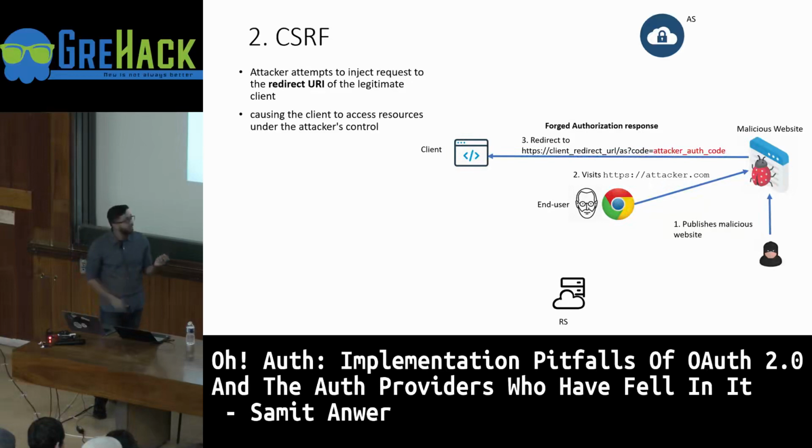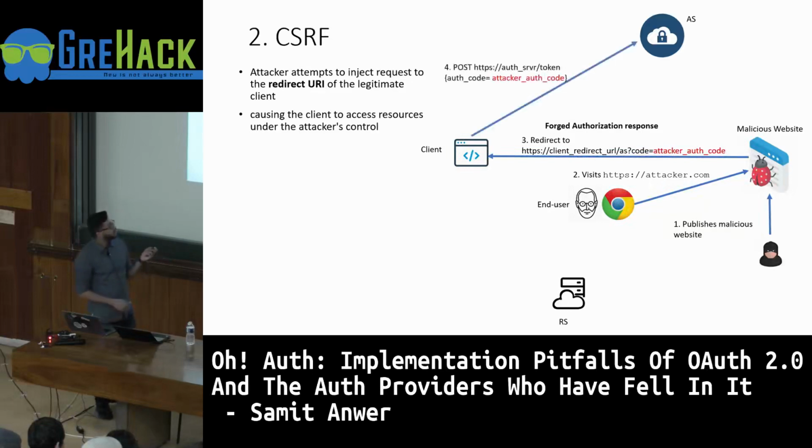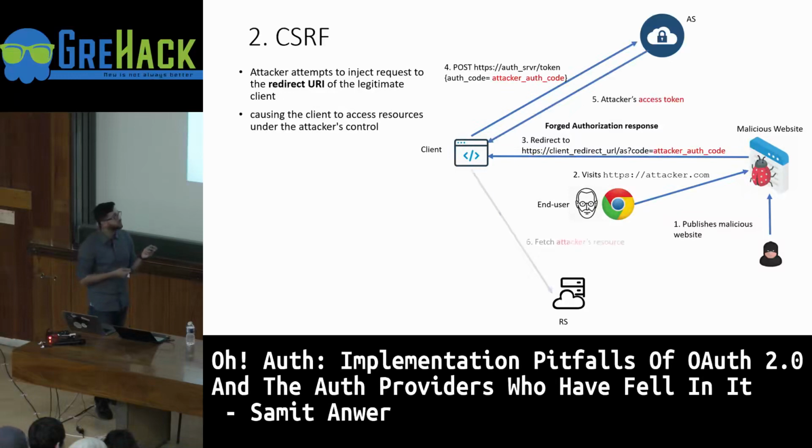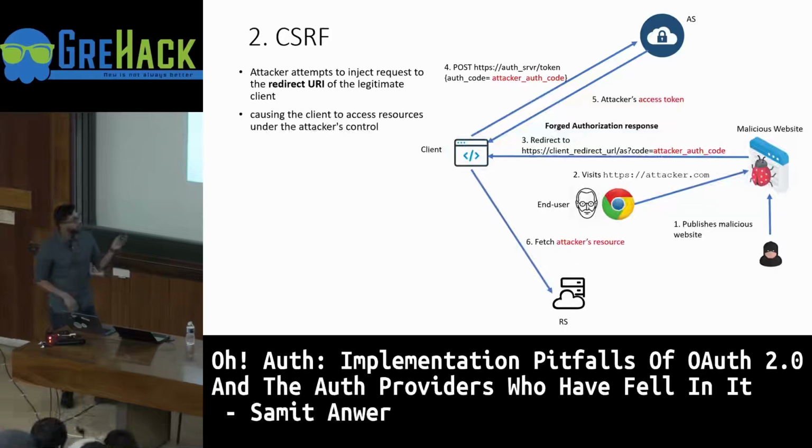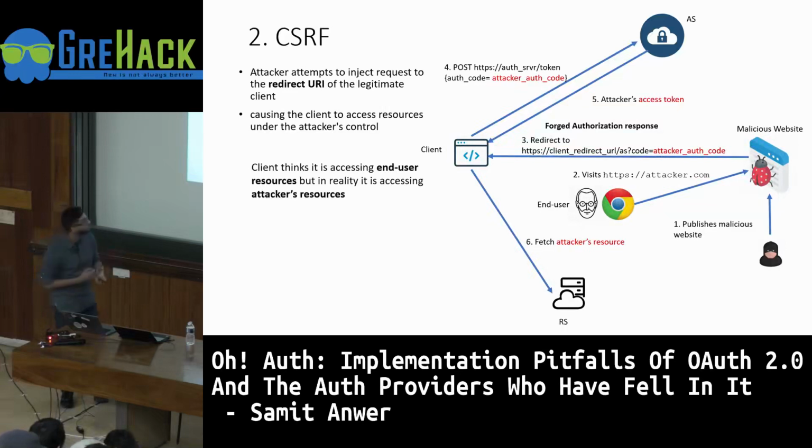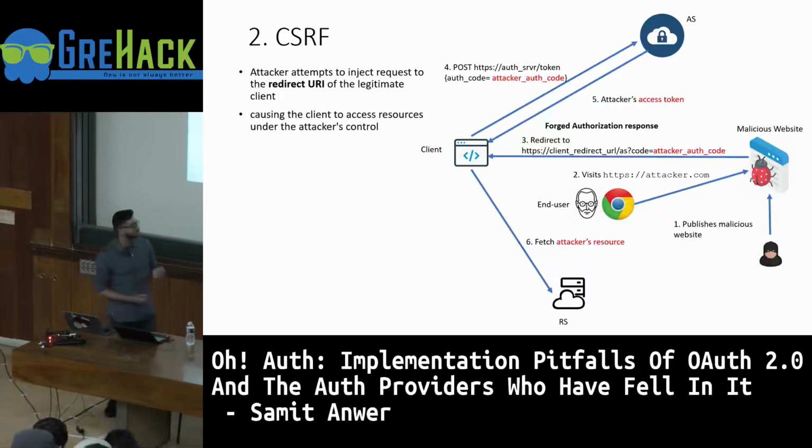And now what will happen is that the client will think that this is the legitimate end user's auth code and try to redeem it at the token endpoint on the auth server and get back the access token, which belongs to the attacker now. And when it fetches the resource, it will actually be the attacker's resource and not the end user's resource. So as a result, the client thinks it is accessing the end user's resource, but in reality it is accessing the attacker's resource.